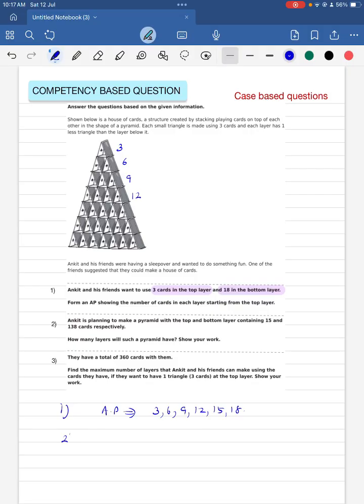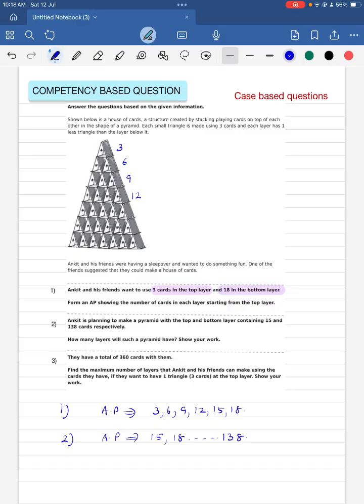Now, in the second part, they're saying Ankit is planning to make a pyramid with the top and bottom layer containing 15 and 138 cards respectively. How many layers will such a pyramid have? Show your work. Now, he's decided to do it differently. Now, this time he has an AP with the first term having 15 cards in it. The second one would have 18 and so on. And the last layer, the bottom layer, would have 138 cards.